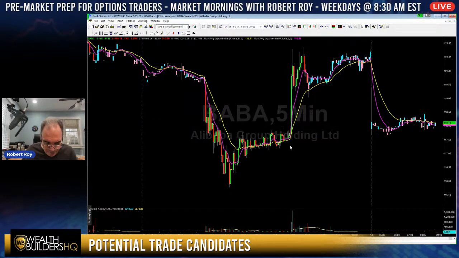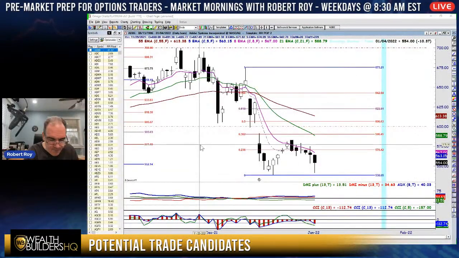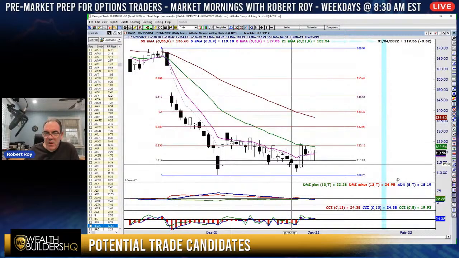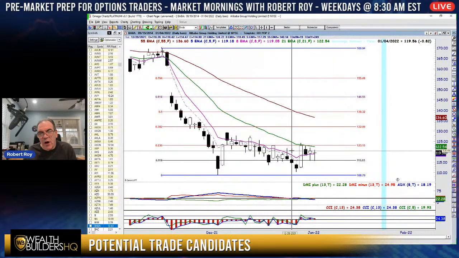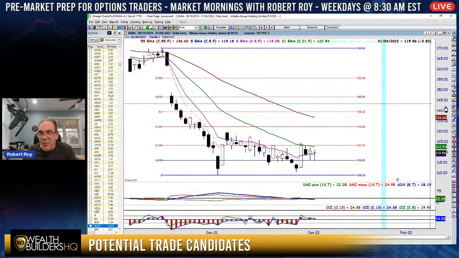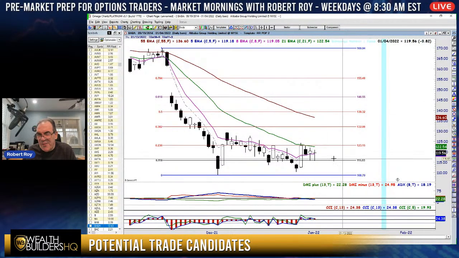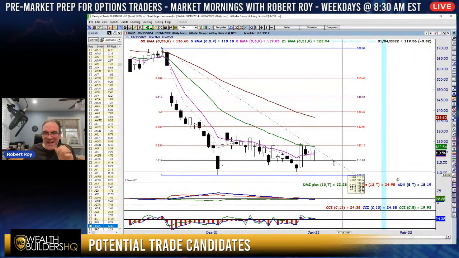So Alibaba, we're in a bearish bias on Alibaba on our daily chart. Actually, we're bearish neutral on our bias, but overall it's bearish. It's still a bear pattern. And right now, Alibaba, we're at 118. So we're still up above that 116 level. I really need it to break that 116.